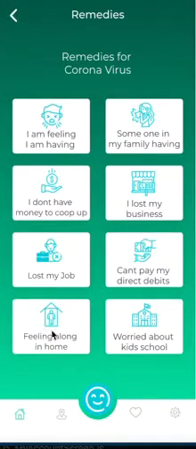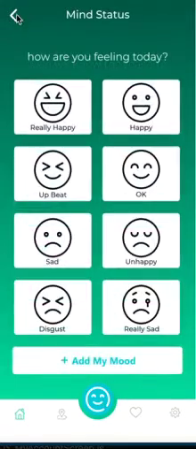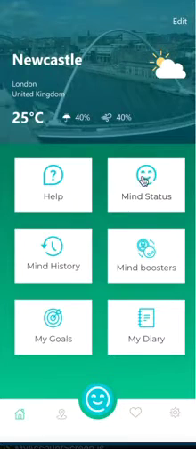Similarly, if he's feeling alone, then we'll move them into the remedies screen where he can try yoga or meditation or something like that. So like that, there may be a lot of things that he's feeling sad about, and then we take him to the right remedy screen. So that way, we read a person's mind and give him the advice.